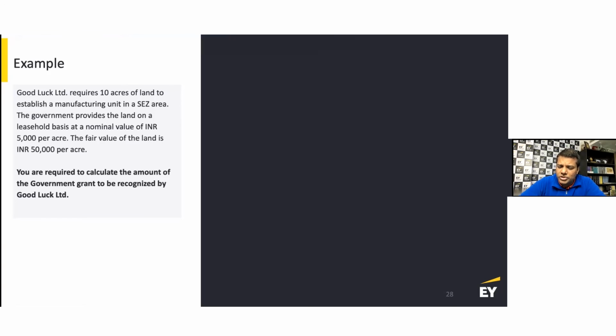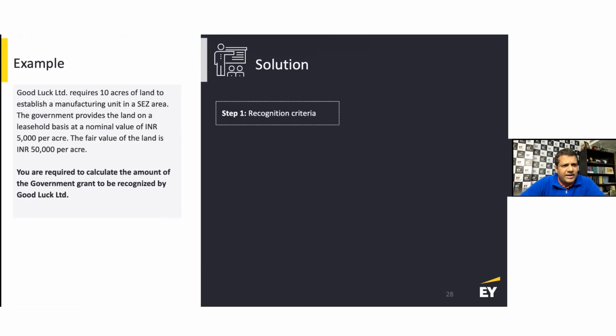Remember what policy choices you have? Again, this is a capital grant. So you have two policy choices, right? In a way, you record this either on a gross basis or at a nominal amount, right? Both options are available.